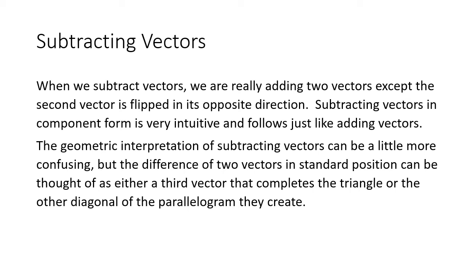So subtracting vectors. When we subtract vectors, what I'm really doing is adding two vectors, except that second vector is flipped in its opposite direction. Now, subtracting vectors in component form is really intuitive, and it's the same as adding vectors. You just go component by component. You should be able to figure that out without any issue. But the geometric interpretation of subtracting vectors can be a little bit more confusing, and it is something that's going to show up again. And so let's take a look at how I would subtract vectors using that geometric kind of notation.